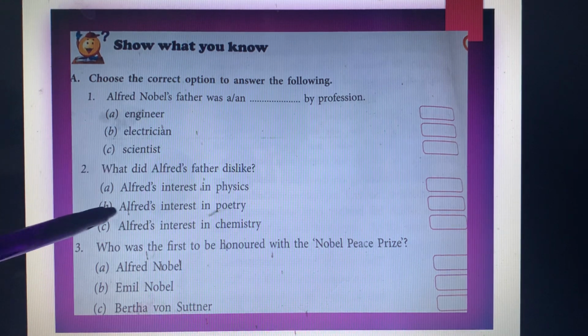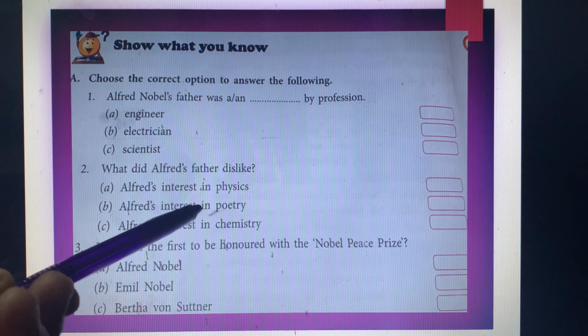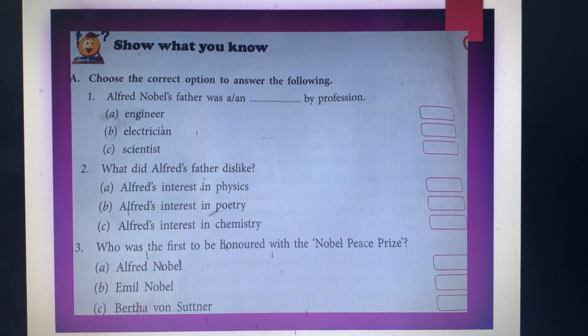What did Alfred's father dislike? He disliked Alfred's interest in poetry. So you are going to choose the correct option. You are going to put a tick over here. So Alfred Nobel, he was having interest in what? Chemistry, physics, language, literature, poetry. But Alfred Nobel's father, Emmanuel Nobel, disliked his interest in poetry.